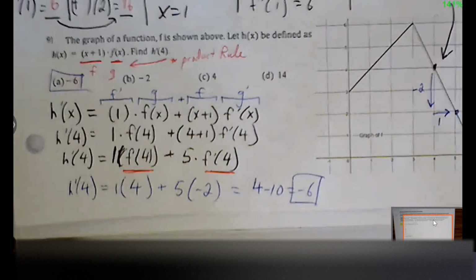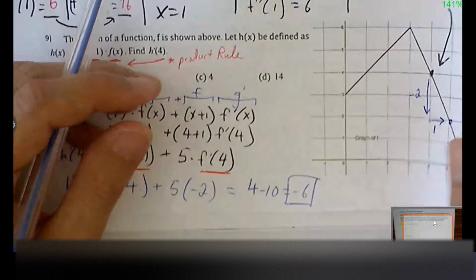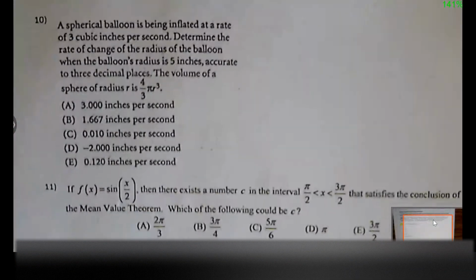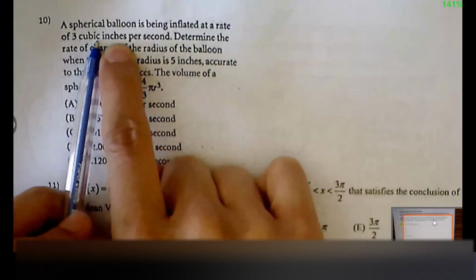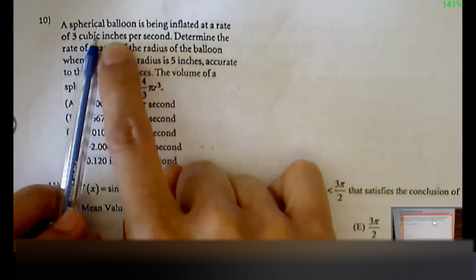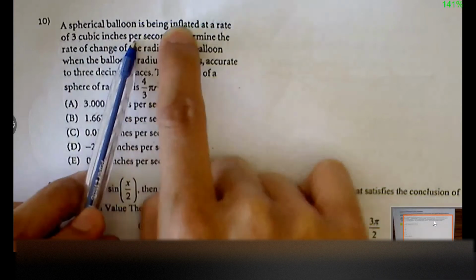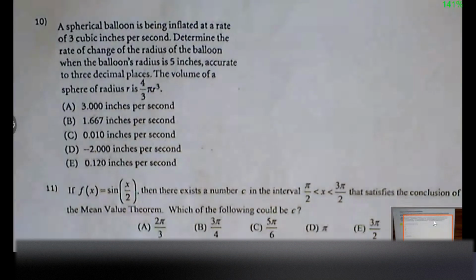Okay, any questions? Back page. Okay, a spherical balloon is being inflated at a rate of 3 cubic inches per second. We see cubic inches, we know that's volume related. Per second, that's time related. So it's dV over dt. And it's being inflated, so we know it's a positive rate. This is going to be a related rates problem here.